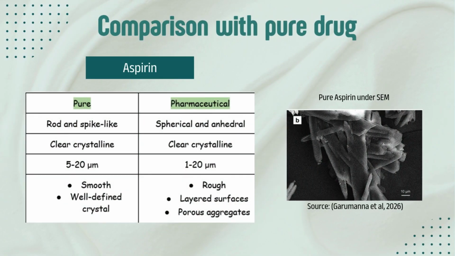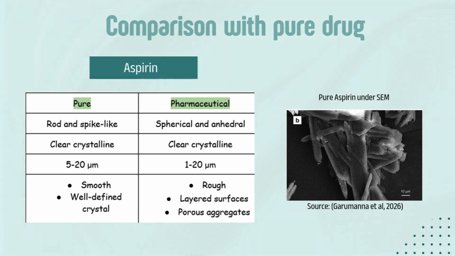This slide shows a comparison between the pure drug and its pharmaceutical tablet form under SEM analysis. For aspirin, pure aspirin crystals appear as a rod and spike-like structure with smooth and well-defined surface, having a size range of 5 to 20 micrometers. In contrast, the pharmaceutical aspirin tablet shows spherical and anhedral shapes. The particles are rough, have a layered surface, and form porous aggregates. Its particle size is slightly smaller, ranging from 1 to 20 micrometers.